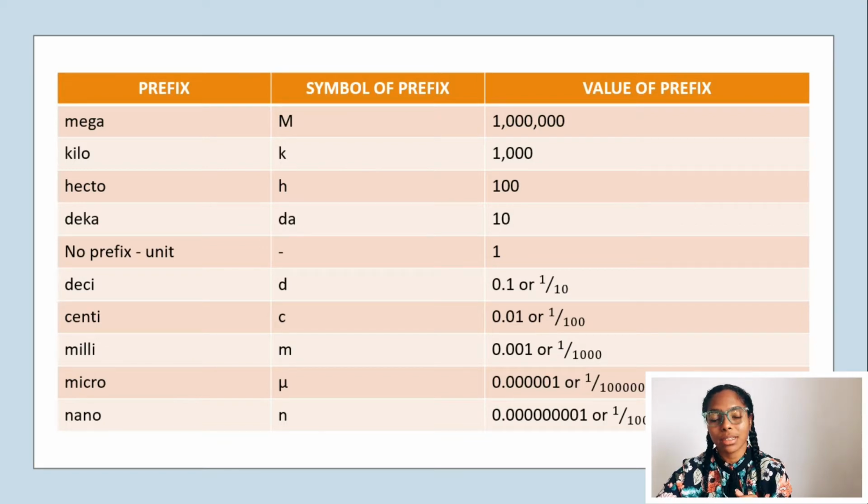Hecto is represented by a lowercase h, and the value is 100. Deca is represented by DA, and the value is 10. Now note again that lower down we have the letter D for deci. So we put the A in front of deca to avoid confusion with two prefixes using the same symbol. After deca, we have no prefix or unit.